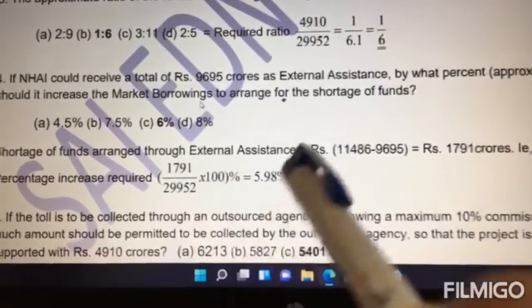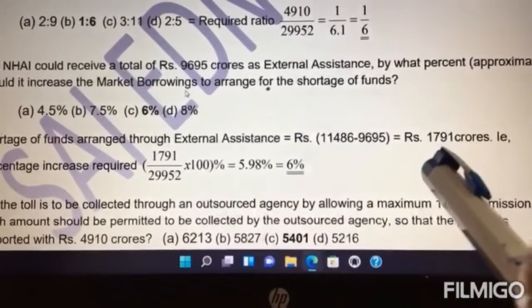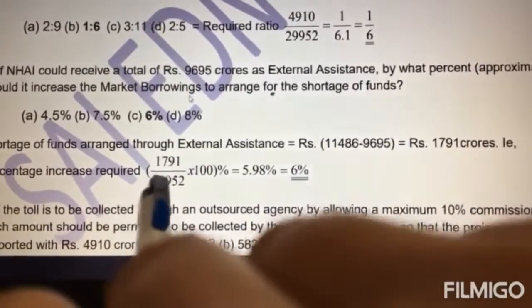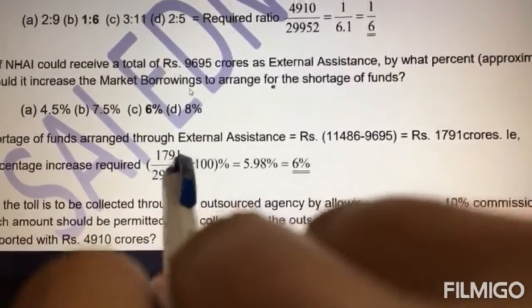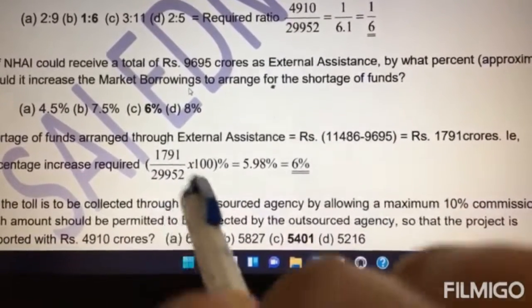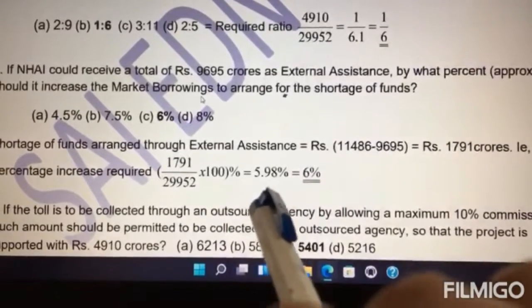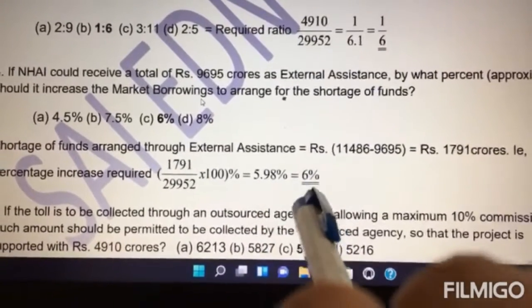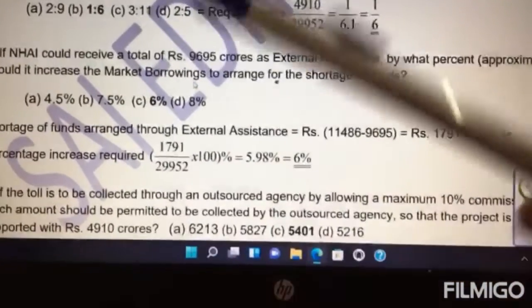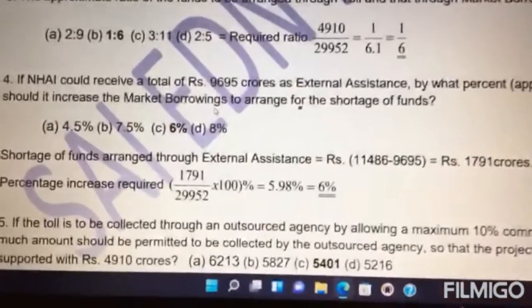Okay. So what is the existing amount of market borrowing that they need? 29,952 crores. What is the new amount? It will be 29,952 plus 1,791 crores, right? So this new amount minus the estimated amount is equal to what? Nothing but the same thing, right? So this increase divided by the existing amount of market borrowings times 100 is equal to 5.98%, which is approximately 6%. So market borrowings have to be increased by 6% in order to arrange for this shortage of funds, and that is the answer, option number C. Okay.